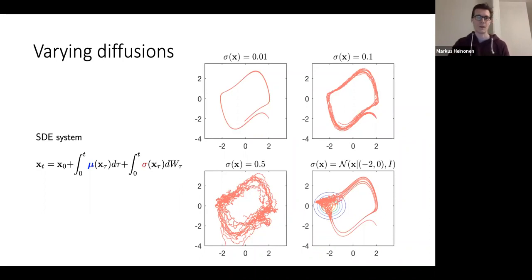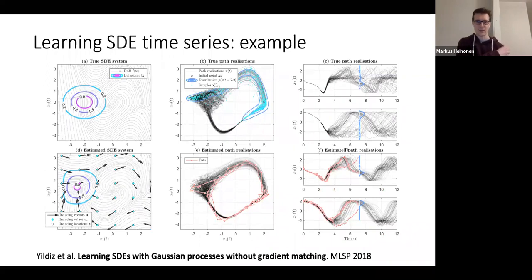And now I have just a single example from this paper. We did also other experiments. So this was published in MLSP, which is the Machine Learning Signal Processing Conference. So here we simulated a true SDE system at the top left, where we had a true drift as the gray stream plot, and then we had the diffusion magnitude as these blue circles. At the bottom center, we have data from this system, as well as in the bottom right.